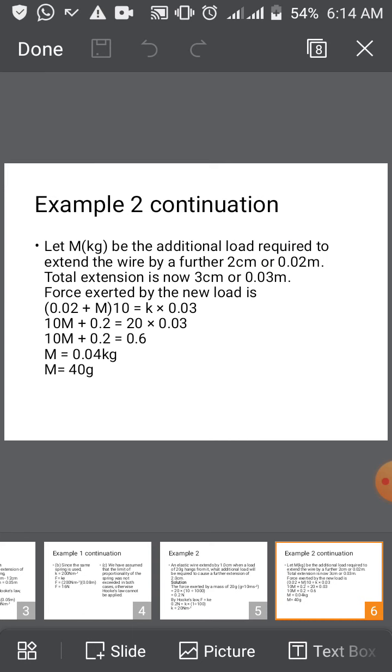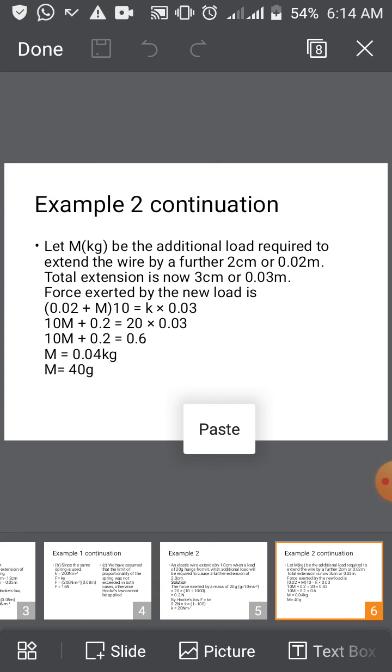Now, the other part of the question: let M in kg be the additional load required to extend the wire by a further 2 cm, which when you convert to meters will be 0.02 meters. The total extension is now 3 cm or 0.03 meters. That is when you add the previous 1 cm extension to this 2 cm.